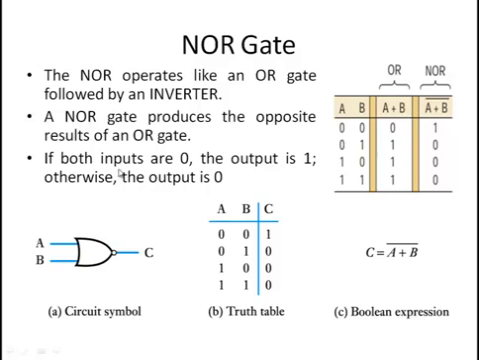Further, if both inputs are 0, like here, then output is 1. Otherwise output is 0, like here. This is just a conclusive remark drawn from the truth table, which you can make from this expression or by this table.